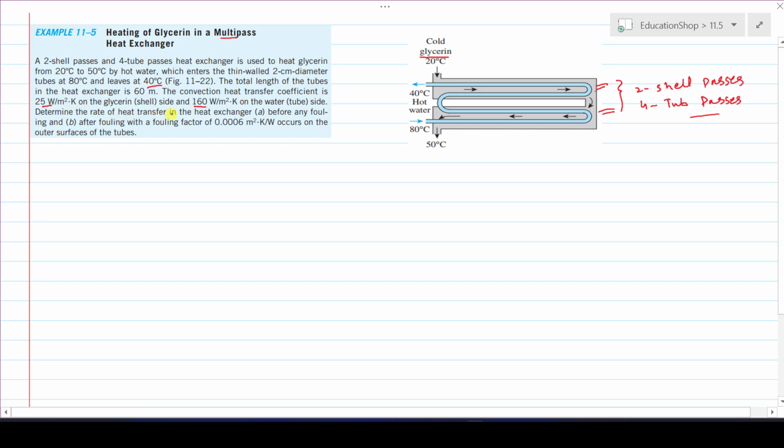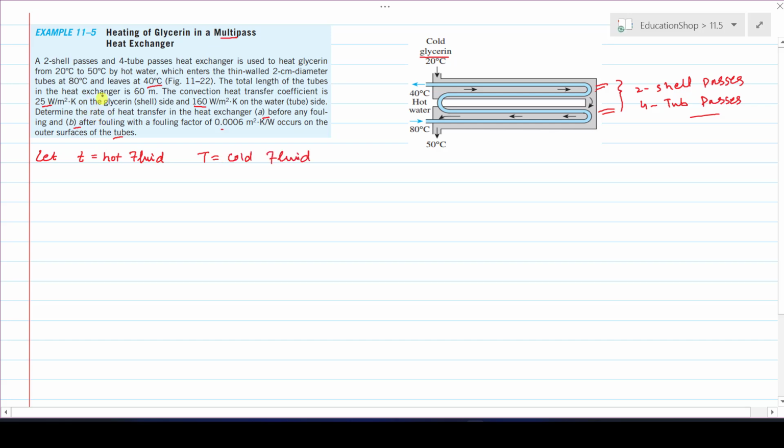Determine the rate of heat transfer in the heat exchanger, in the first case before any fouling, and in the second case after fouling, with a fouling factor of 0.0006 m²·K/W occurring on the outer surface of the tube. Let's make some assumptions. Whenever I write small t, this is for the hot fluid. When I write capital T, this is for the cool fluid.